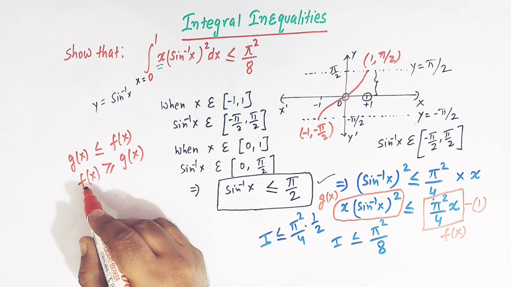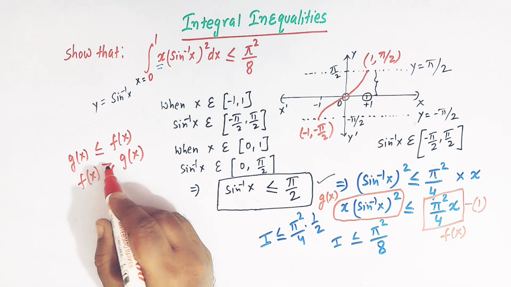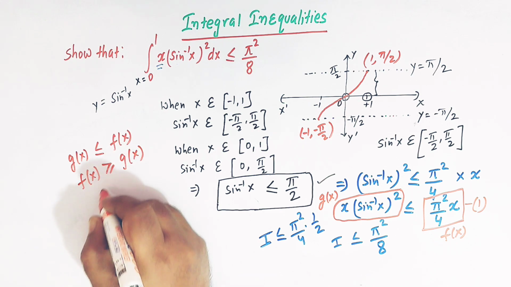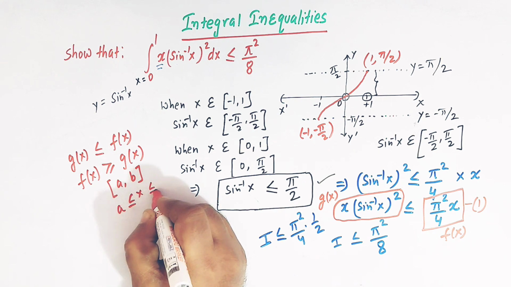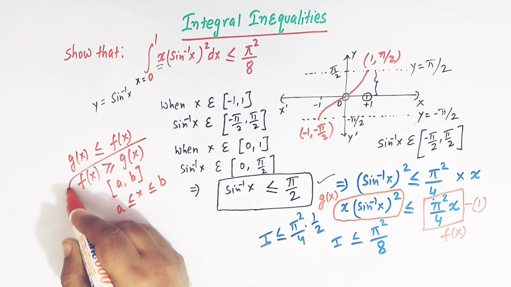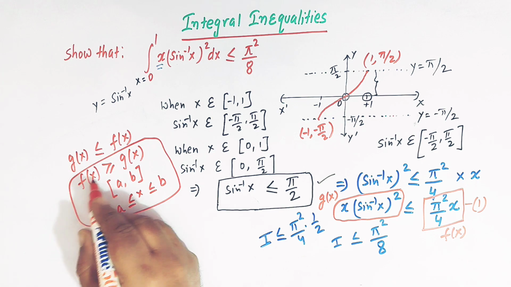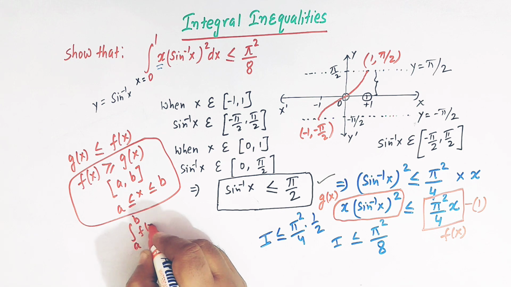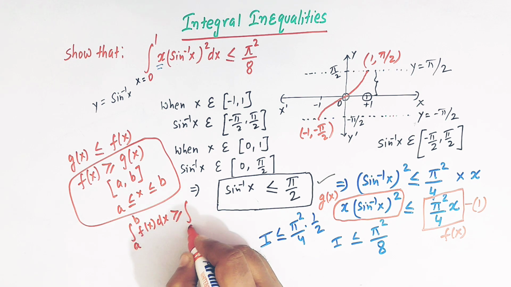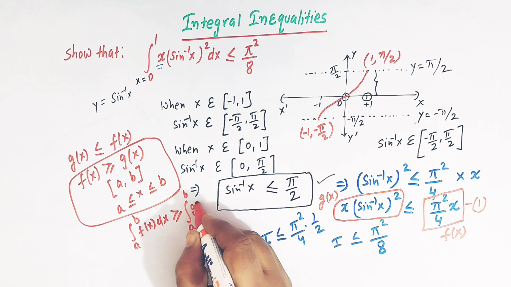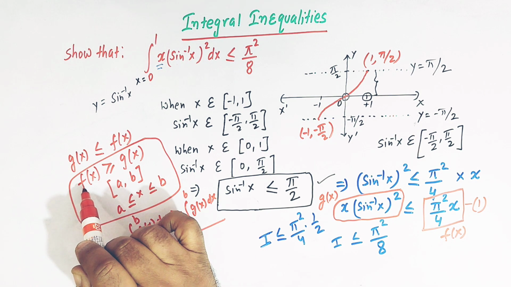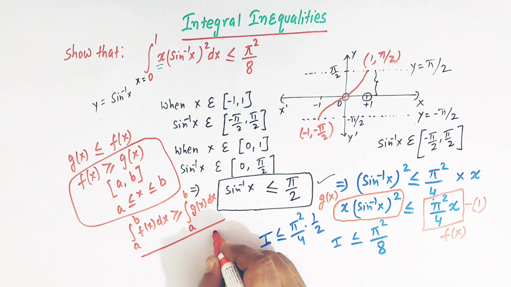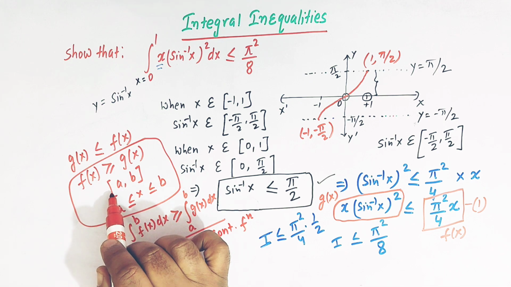So whenever we have two functions f of x and g of x such that f of x is greater than or equal to g of x in some interval, say a comma b, or we can write x greater than or equal to a and less than or equal to b, then the integral of f of x from a to b dx should be greater than or equal to the integral of g of x from a to b, right? So we have applied this property to this inequality. And moreover, these two functions f of x and g of x should be continuous functions in the given closed interval.